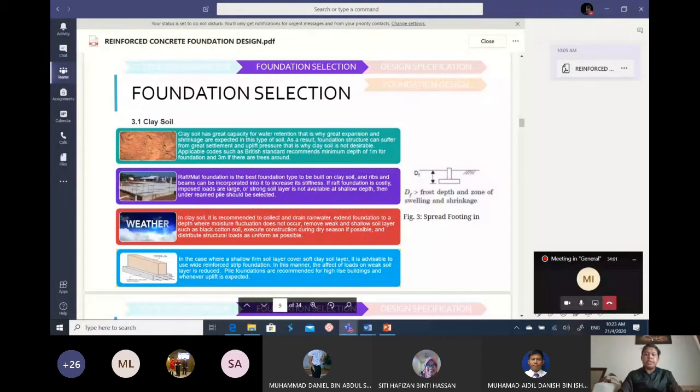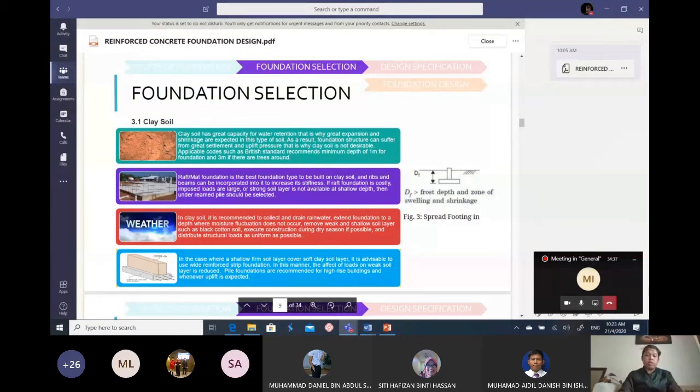Applicable codes such as British Standard recommend a minimum depth of 1 meter for foundation and 3 meters if there are trees around. So that means you also have to consider the surrounding area along with these soil types, so that you will choose the correct foundation. Normally, raft or mat foundation is the best foundation type to build on clay soil, and ribs and beams can be incorporated to increase its stiffness.